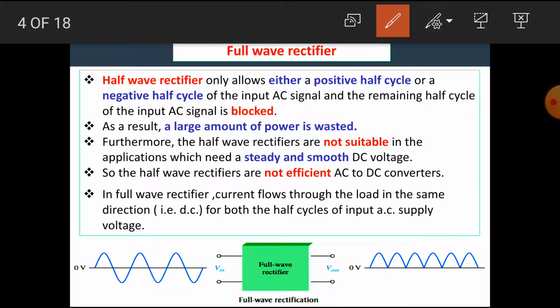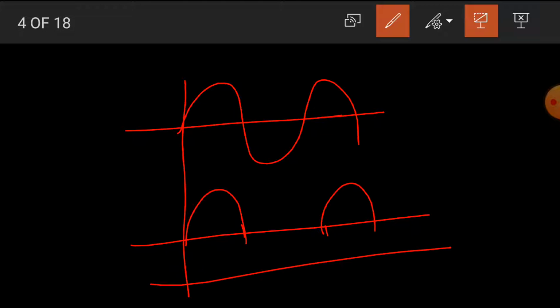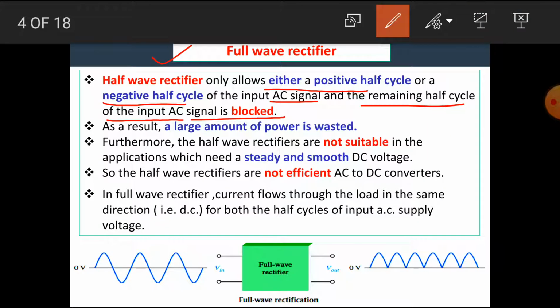Now let's see the full wave rectifier. The half wave rectifier only allows either a positive half cycle or a negative half cycle of the input AC signal, and the remaining half cycle of the input AC is blocked. That means we know that this is the waveform of AC input signal, and the output of the half wave rectifier is for only the positive half cycle or for only the negative half cycle. Hence the remaining half cycle is blocked.